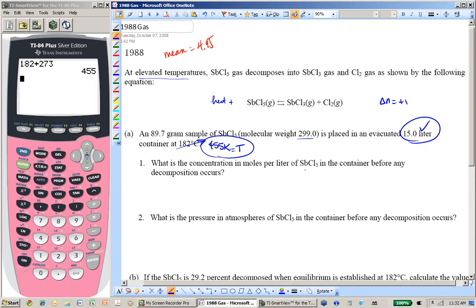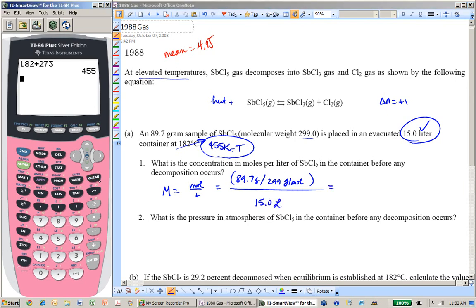What is the concentration in moles per liter in the container before any decomposition occurs? Calculate moles. They gave you liters. Easy enough. So molarity equals moles per liter equals the grammage, 89.7 grams, divided by the molar mass of 299 grams per mole. That's all my numerator, over 15.0 liters. So 89.7 divided by 299. That's my moles, that's my numerator, divided by 15.